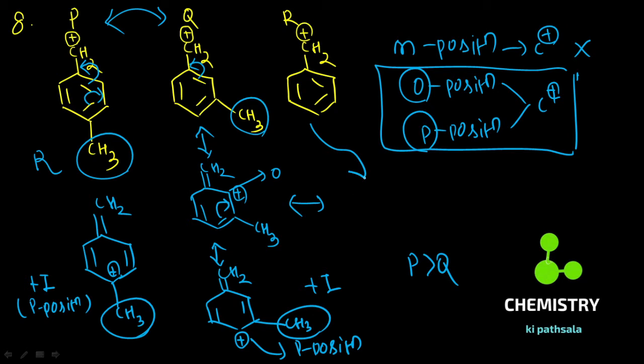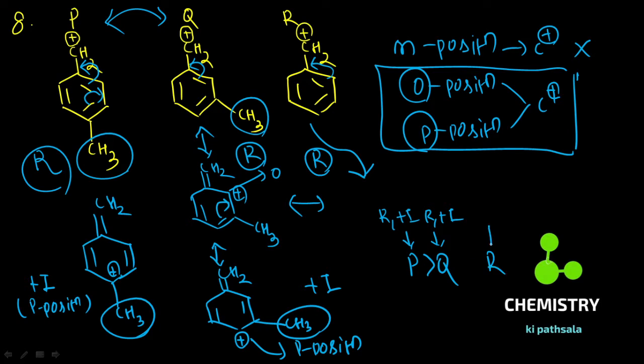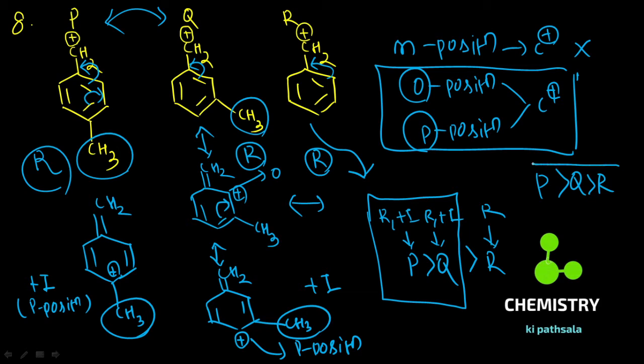Now in the case of R, yes, resonance is there. In all three cases, resonance is there, right? In the case of P and Q, resonance is there plus I is there, but in the case of R, only resonance is there. So in the case of P and Q, since the carbocation is stabilized by two factors, they obviously dominate over R. So the order will be P greater than Q greater than R. I think your confusion is cleared. Okay, next, coming to the next slide.